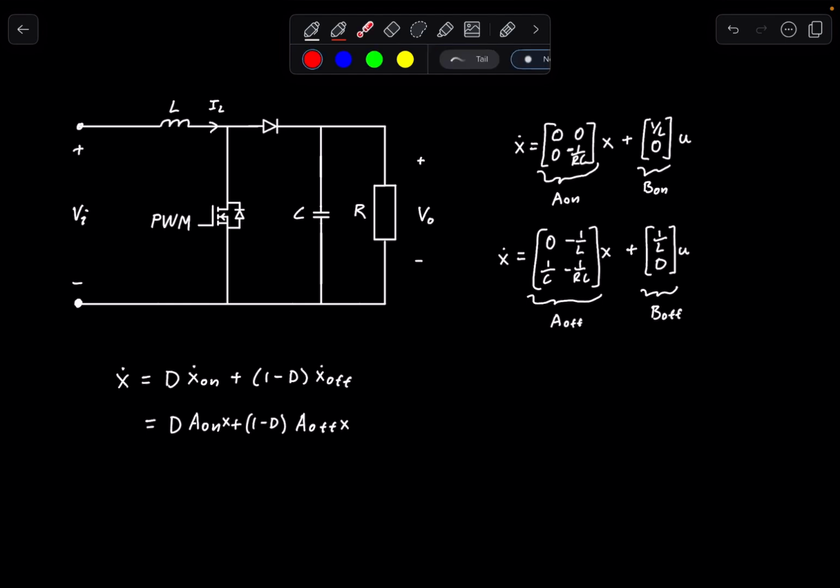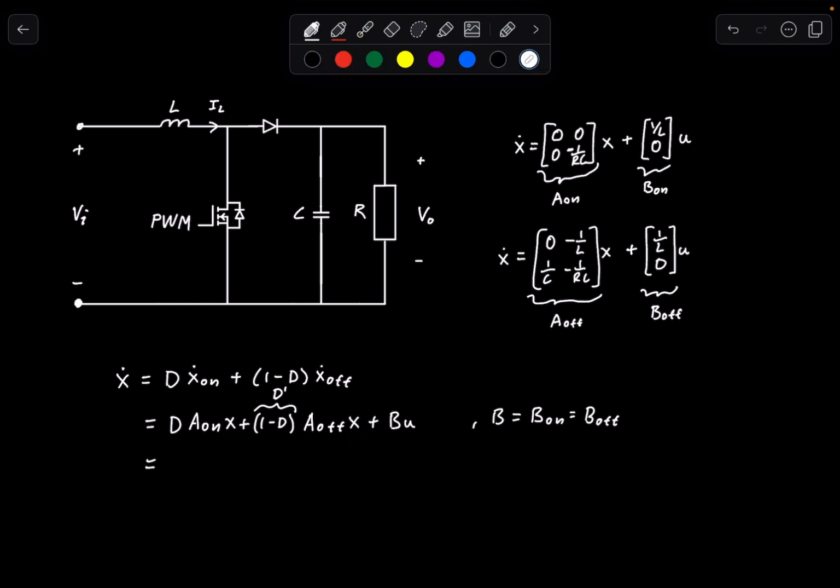If you look at the B matrices, you can see that they are the same. So we don't need to do an approximation for them. We can just write the B matrix, so we can just write BU here, where B is equal to B on is equal to B off. Now to make it easier, we substitute 1 minus D with D prime. So now we can just add these two matrices together because we have X in both of the terms.